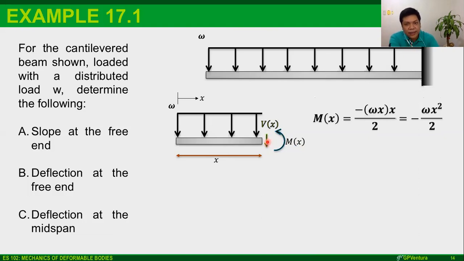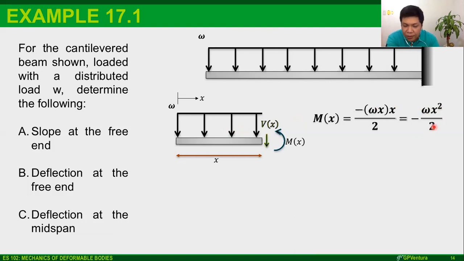I can say that M(x) plus, kasi positive, the moment of this distributed load, omega times x, but I now converted that to a distributed load acting at the centroid. So omega x, yung equivalent load, multiplied by the lever arm x over 2 is equal to 0. Then I just transfer it to the other side of the equation to say that M of x is equal to negative omega x squared over 2. This is now the moment function.